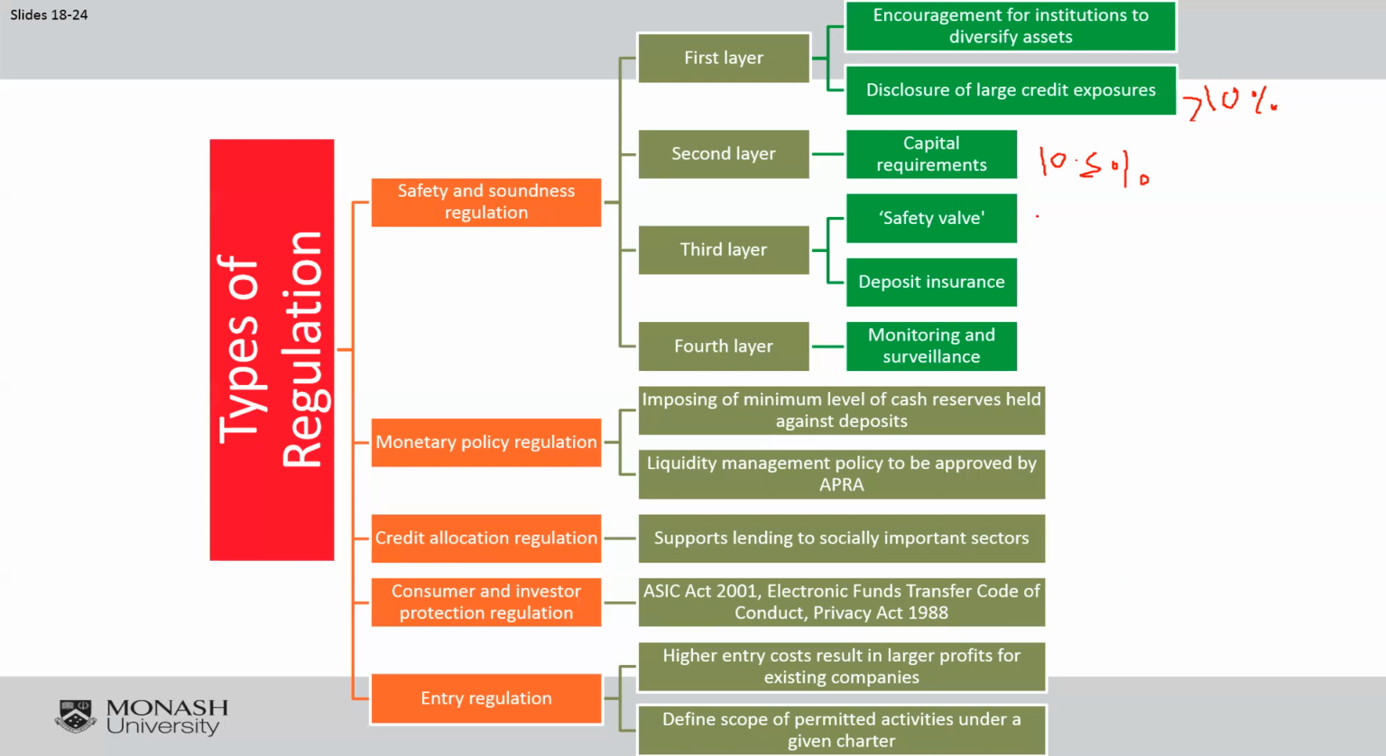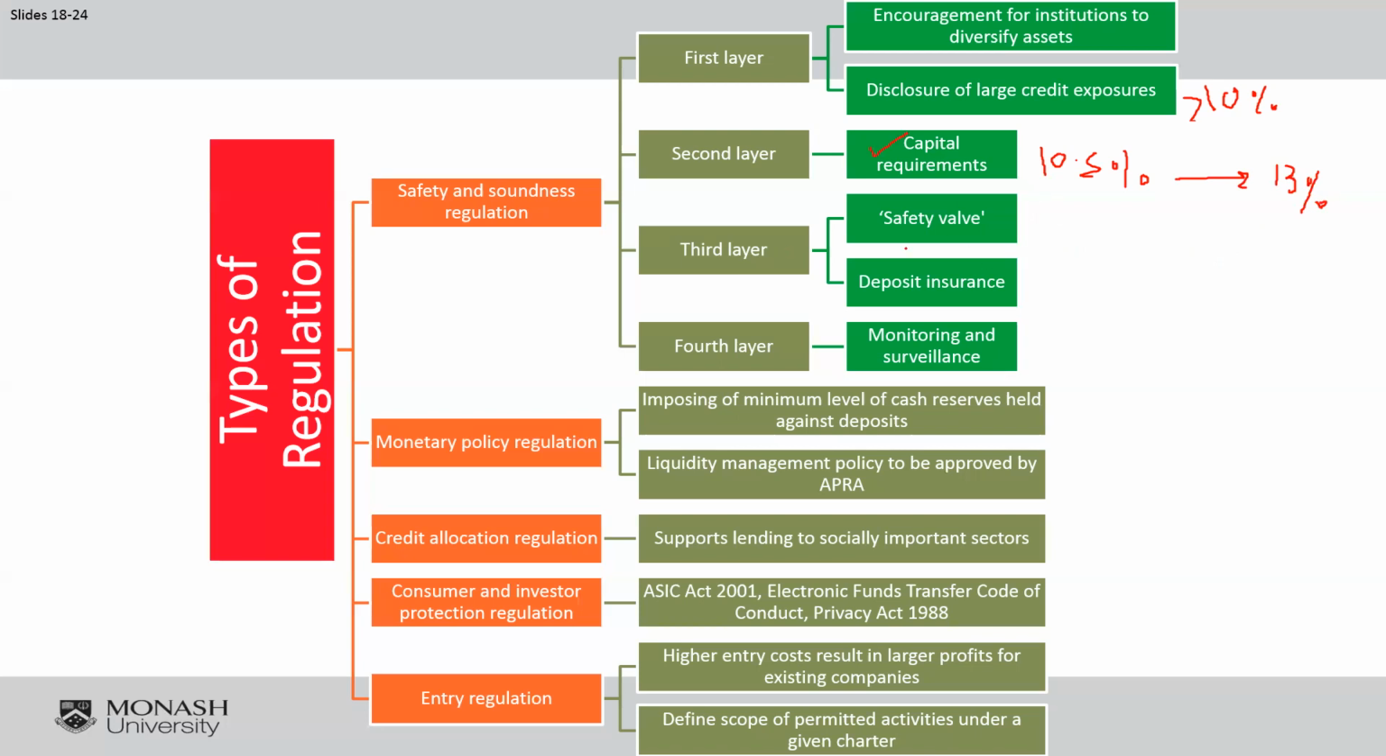So banks are required to have good capital. And as I told you, according to Basel, it's 10.5%, and it can come to 13% if you add the buffers. And we will talk about this when we go to week 11.